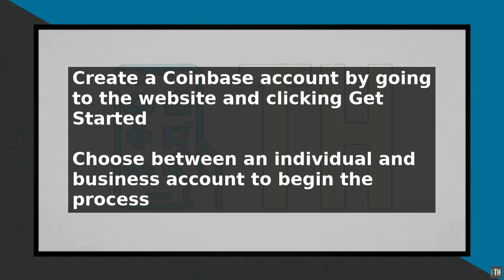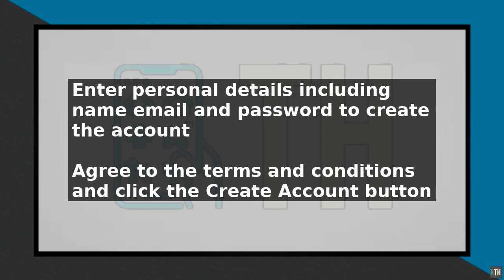Then check the box to agree to the terms and conditions. Click on the Create Account button to proceed. Coinbase will send a verification email to the email address you provided. Open the email and click on the Verify Email Address button to activate your account.